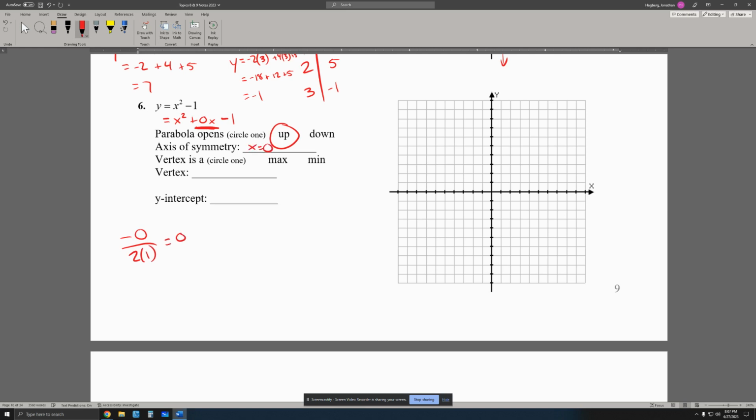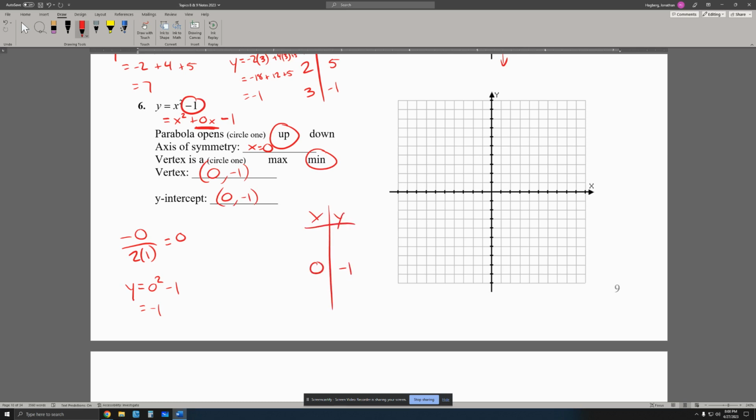So axis of symmetry is the y-axis, x equals 0. Because this opens up, our vertex is a minimum. And then our vertex, if I were to plug in 0, y equals 0 squared minus 1. That's just equal to negative 1. So our vertex is 0, negative 1. And likewise, our y-intercept is also 0, negative 1. So let's go ahead and plot some points. So we have 0, negative 1.